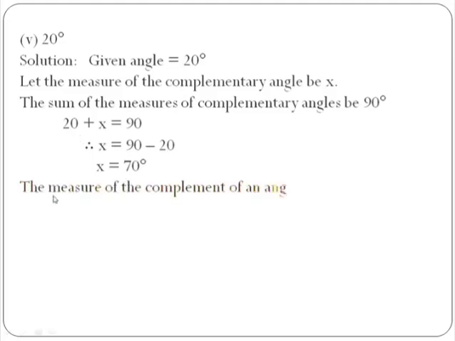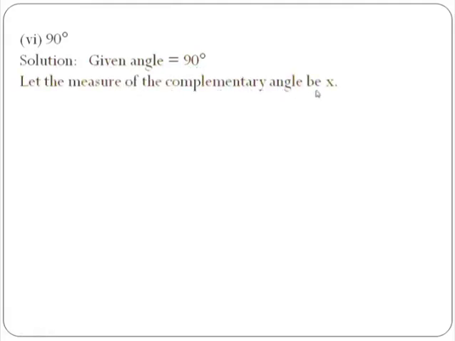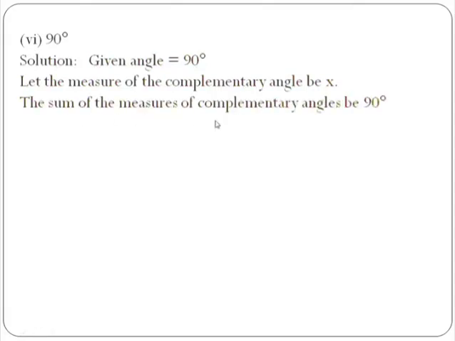That is, the measure of the complement of an angle of measure 20 degrees is 70 degrees. Now example number 6. Again we will repeat the same procedure. Given angle is 90 degrees. Let the measure of the complementary angle be x degrees. Therefore, we will now write the property: the sum of the measures of complementary angles is 90 degrees. So we will get the equation 90 plus x is equal to 90.